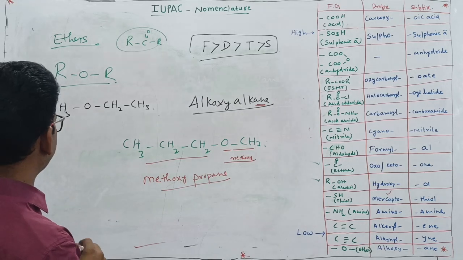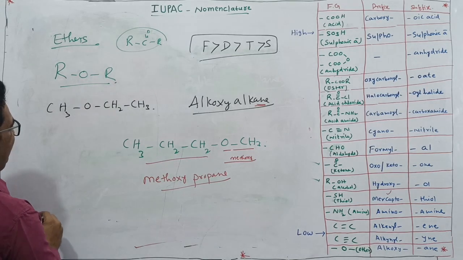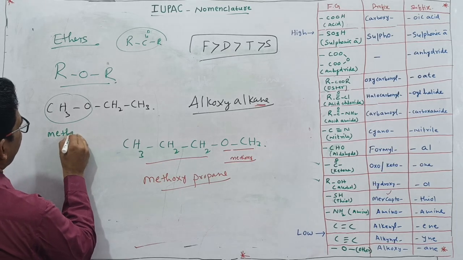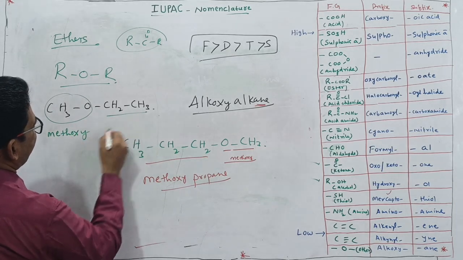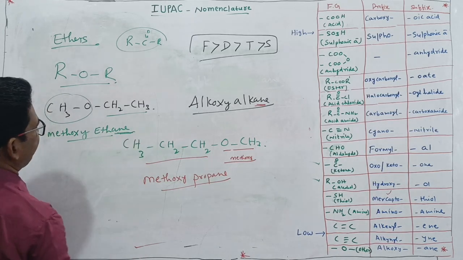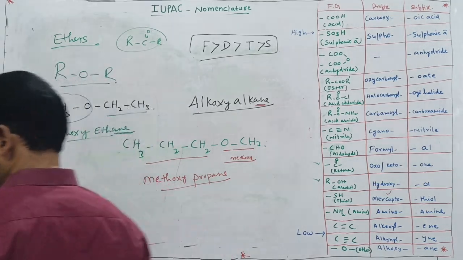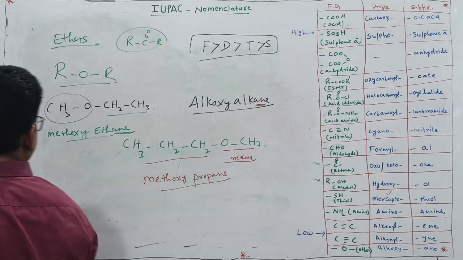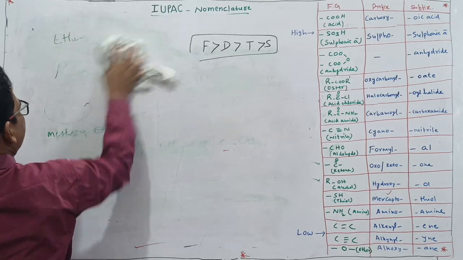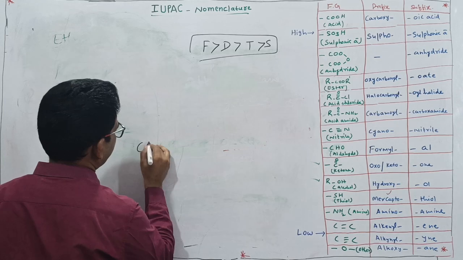Now in this case, which one is the alkoxy? This side 2 carbons are there, this side 1 carbon is there. That's why this will become the alkoxy. Now what is the name for this one? Methoxy. Then what is this? Ethane. Methoxyethane. Ane is the suffix. Alkoxyalkane, like this. Now I will give one more example for practice. What is that? Just see.